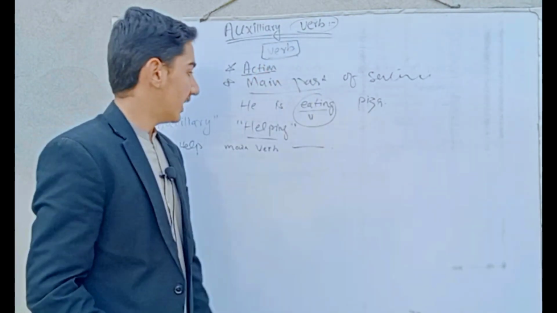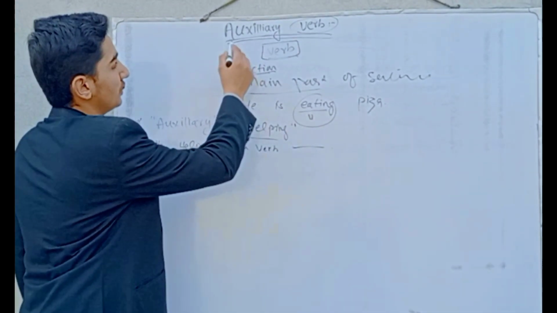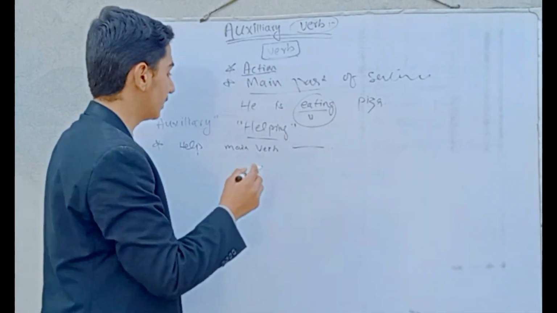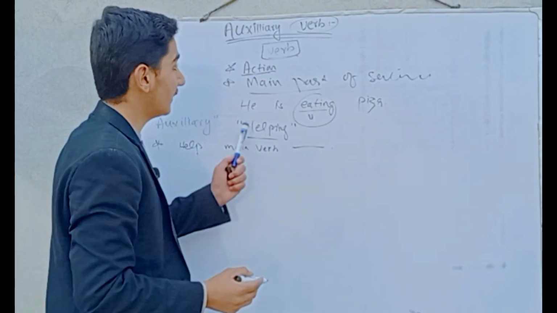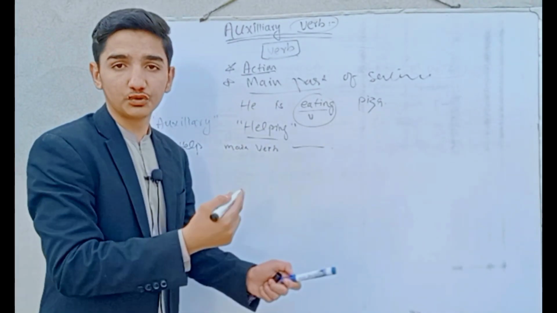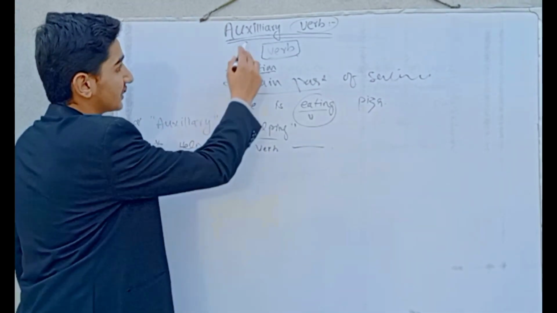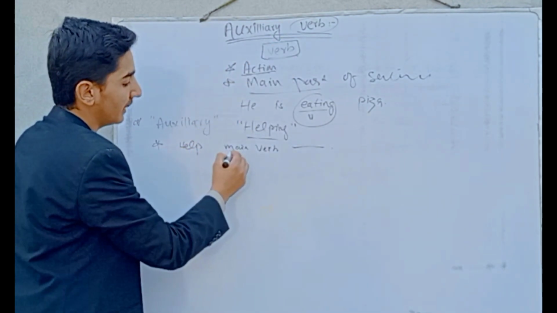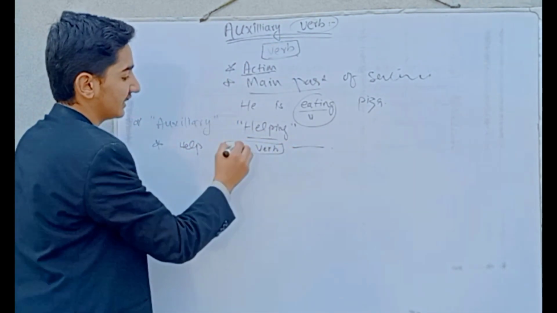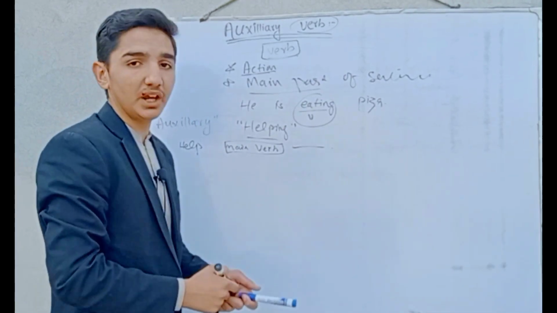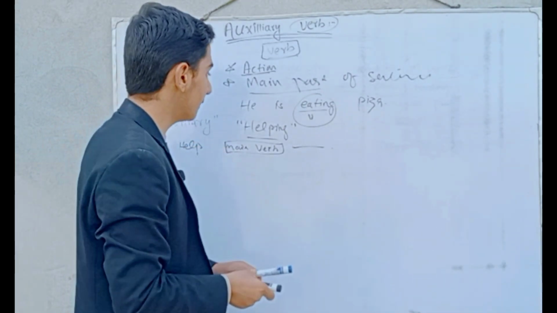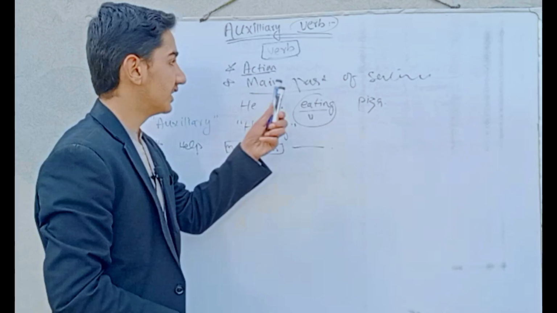What's auxiliary verb? First we must know about the word auxiliary. As you know, the word auxiliary means helping. So if it means helping, it's sure it is used for helping. So auxiliary verb is used to help the main verb in a sentence. This is the definition.